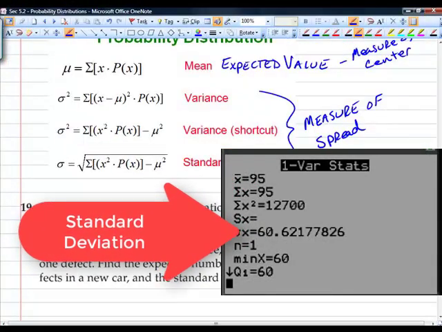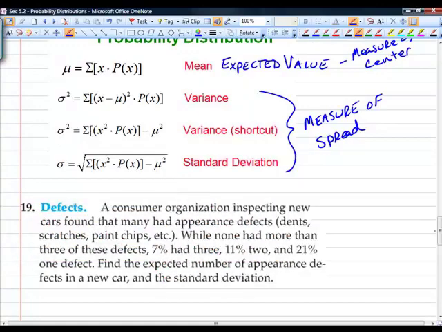Is everybody done writing down the formulas? They will be on the lecture notes that I will post.